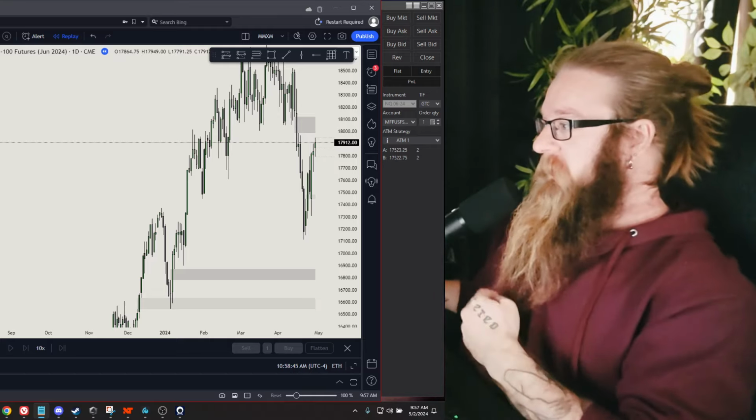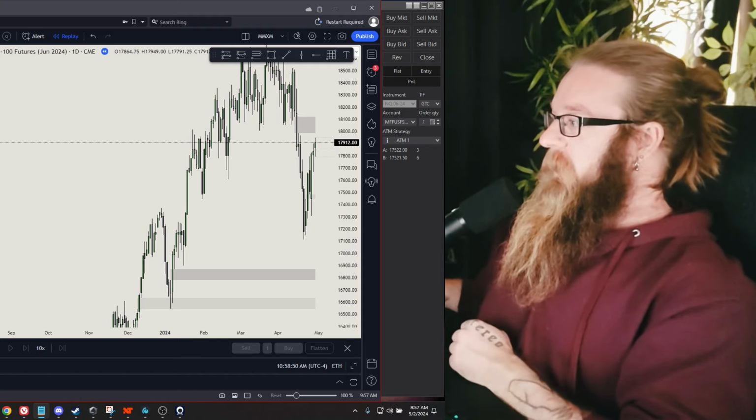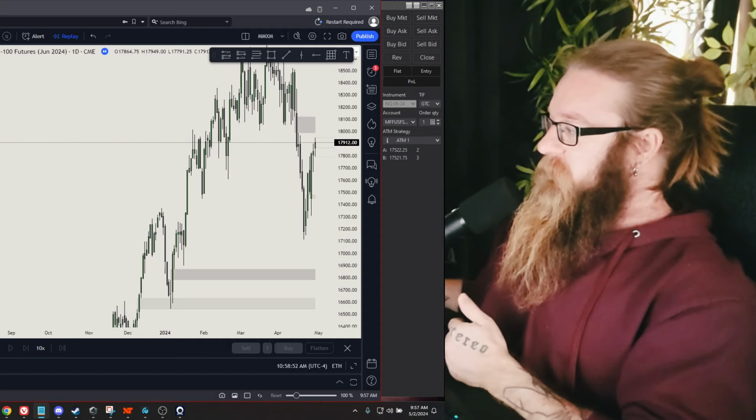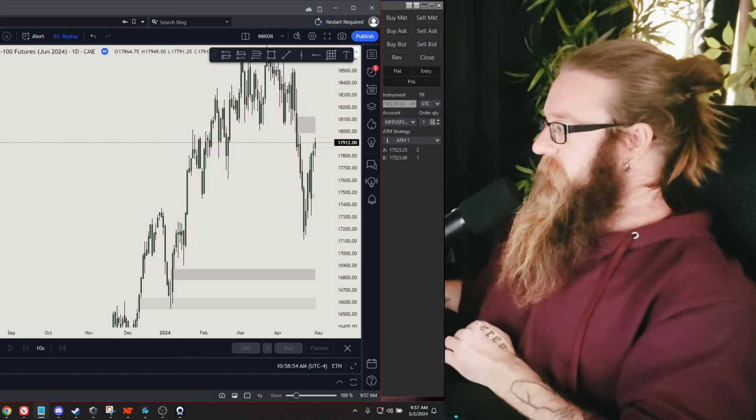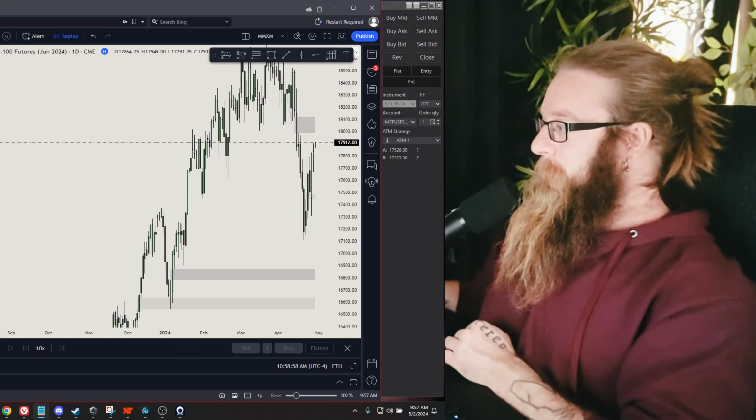Look for untapped areas or unswept levels of liquidity. Look for smooth highs and lows, equal highs and lows. And that kind of thing.